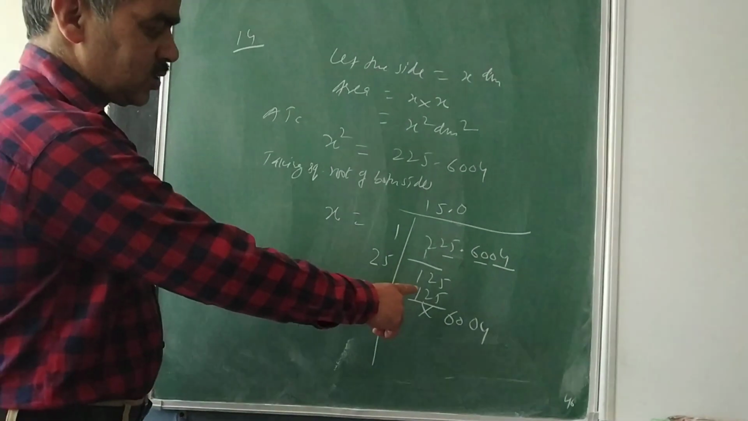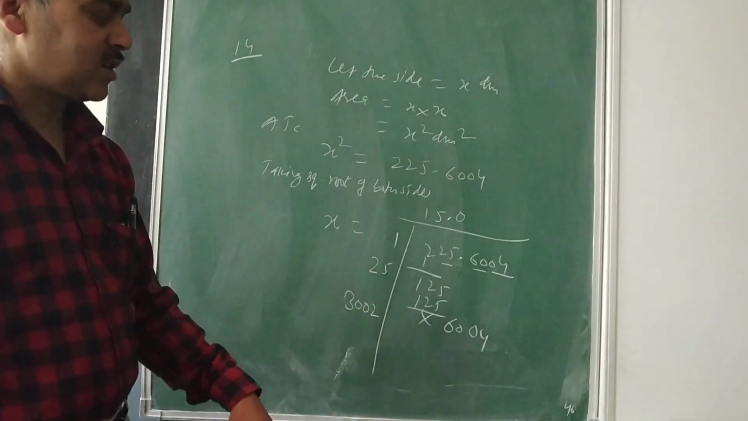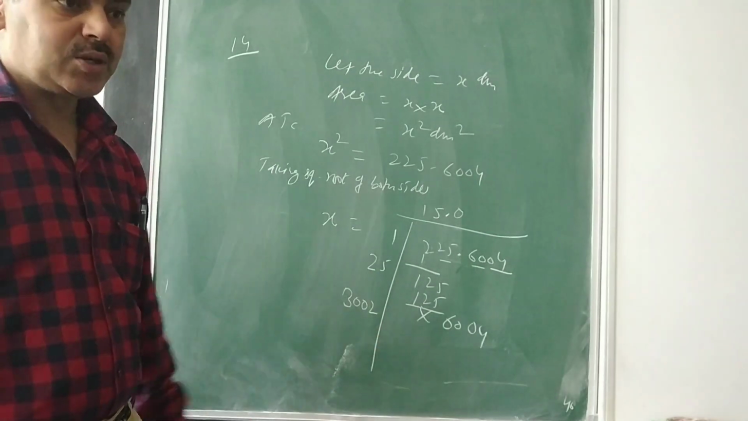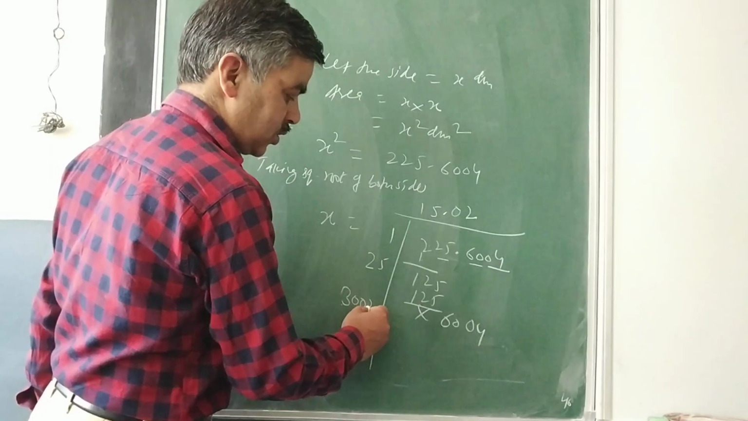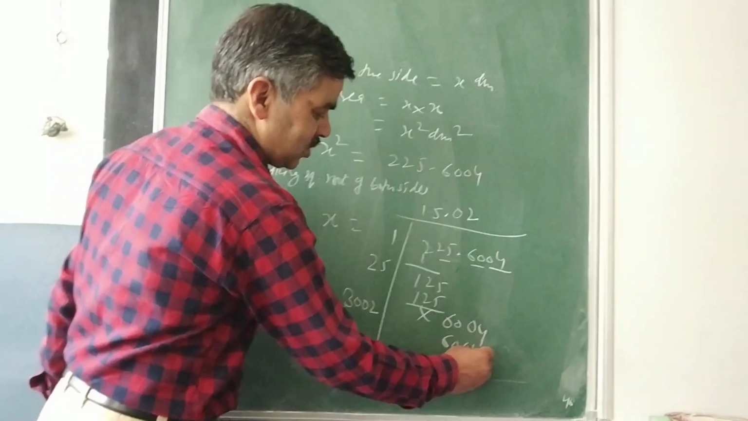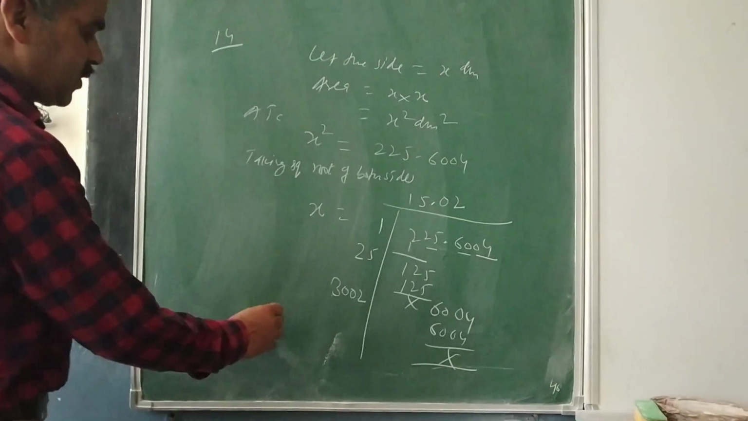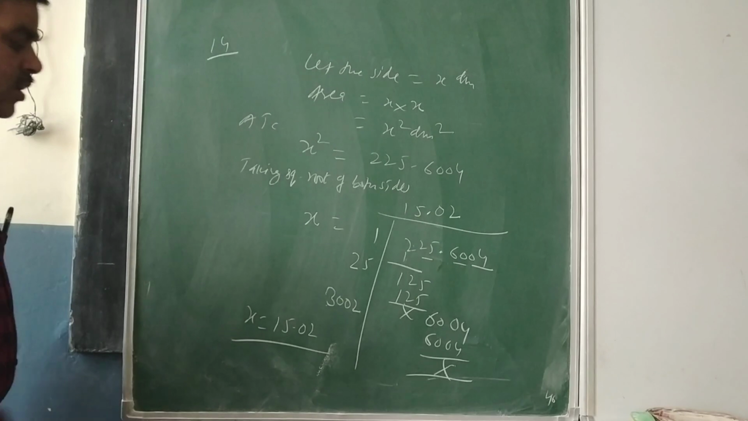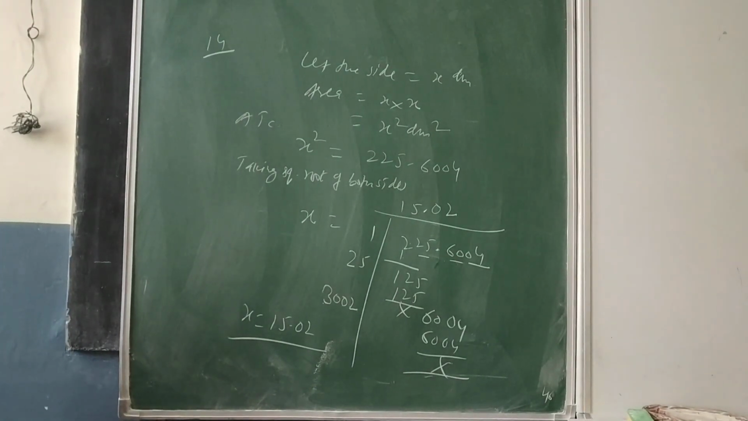Now that is 6004. So you know 4 at the unit place, when it is the last step, if it is a perfect square, either 2 will come or 8 will come. So I am trying with 2. If you put 2 here, 3002 into 2 will make it 6004. I hope that is clear. So the side of the square in this question will be equal to what? 15.02.